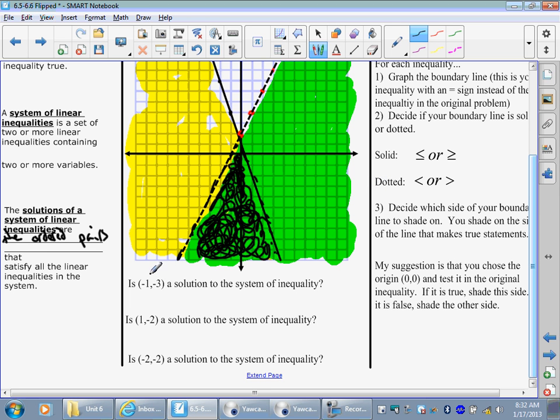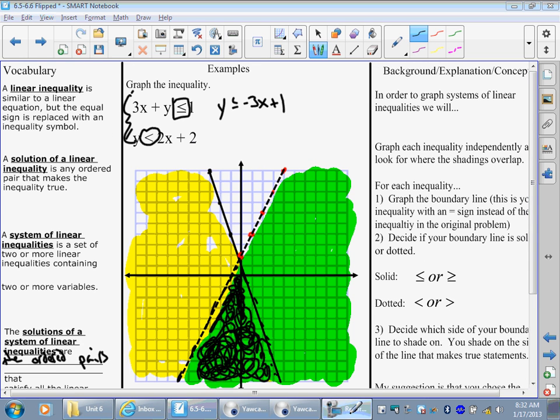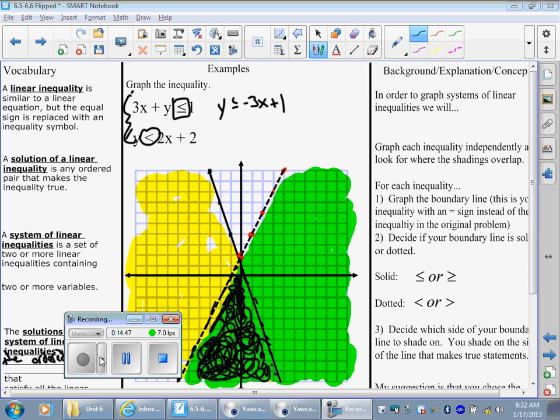So on your own, I want you to decide, are these 3 points solutions to this system? Not do they solve one of them, but do they solve both of the linear inequalities making up this system? So do that, come into class with a little bit of knowledge about what we're doing, and we'll go from there.